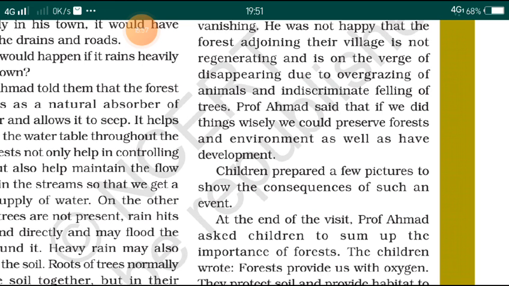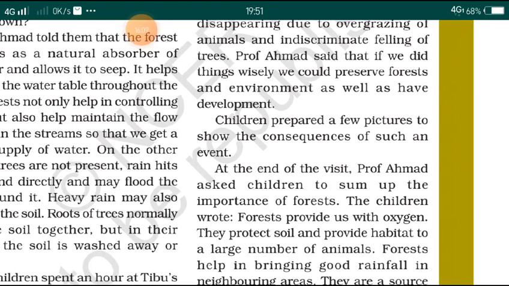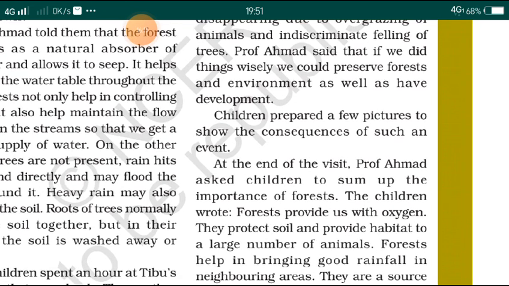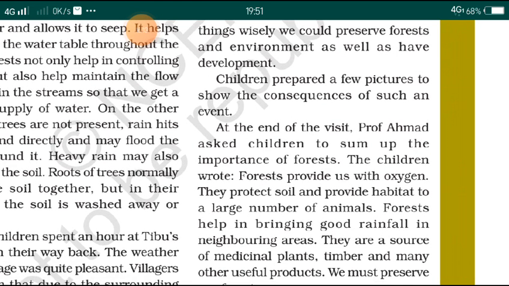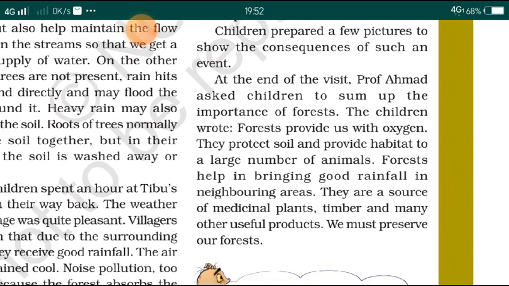Professor Emma said that if we did think wisely, we could preserve forest and environment as well as have development. Children prepared a few pictures to show the consequence of such an event. At the end of the visit, Professor Ahmed asked children to sum up the importance of forest.